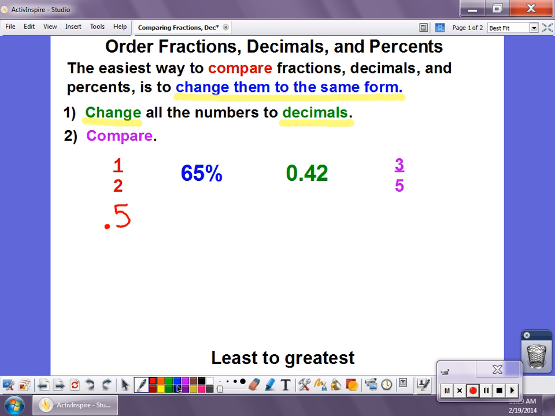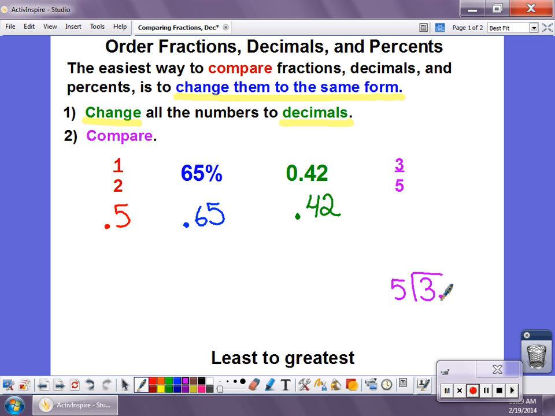Now, to take a percent and turn it into a decimal, I'm going to imagine that there's a decimal point at the end of this number. And what we do for a percent to a decimal is we move that decimal 2 places to the left. So 65% is the same as 65/100. Now my next number is already written as a decimal, so I'm just going to leave it the way it is. And then finally 3/5, again, numerator divided by denominator.